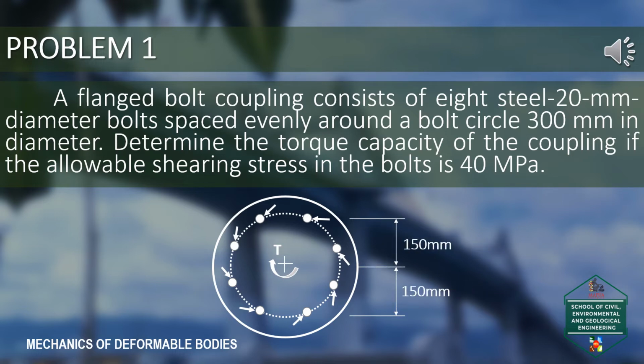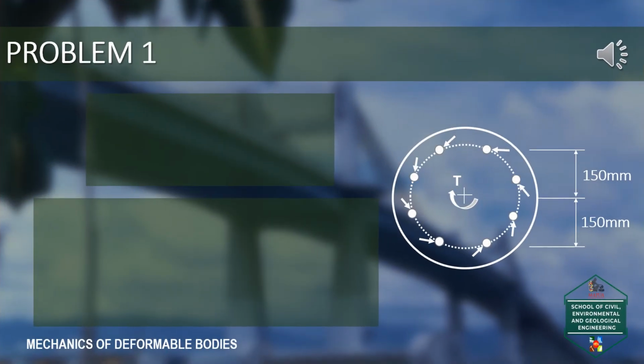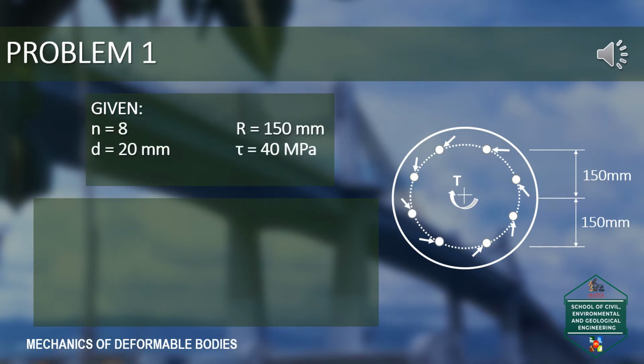For guidance, a figure is illustrated below. First step is to write all the given data from the problem and determine what is needed or the required answer. So we have N equals 8, R equals 150 mm, D equals 20 mm, and tau equals 40 megapascals. In this case, what we need to find is the torque capacity of the coupling.